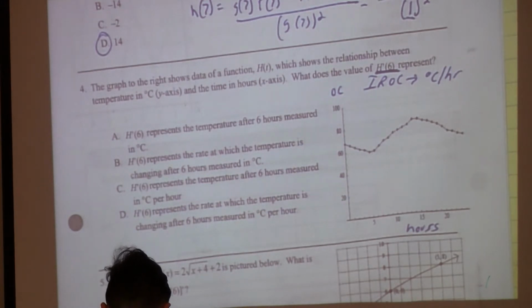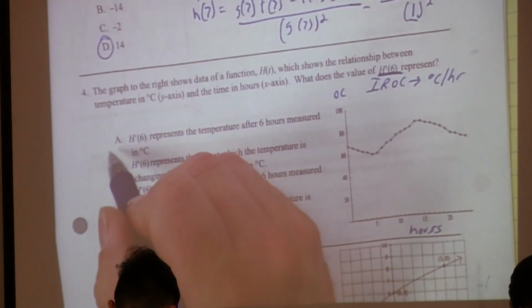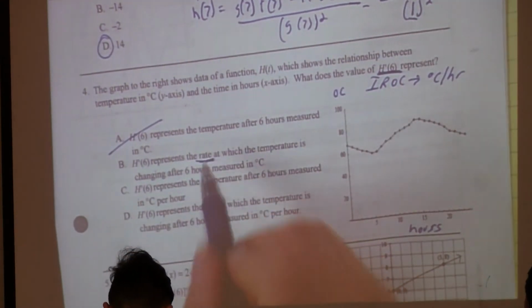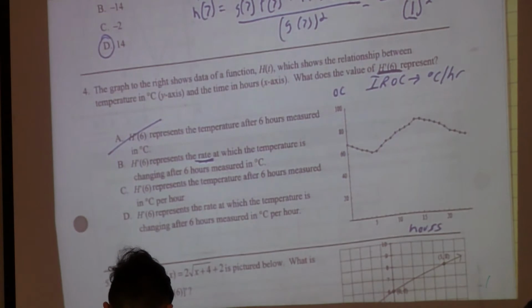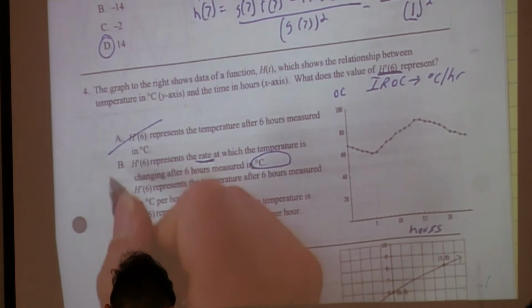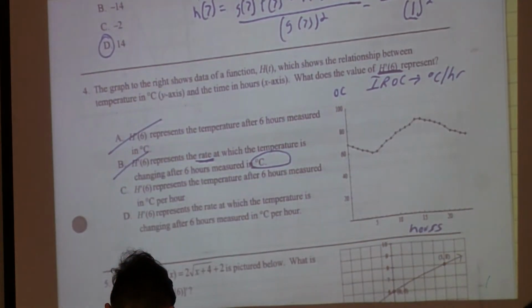So looking at these choices, let's see which one's correct. H prime of 6 represents the temperature after 6 hours measured in degrees Celsius. No, it's not going to give me temperature. H prime represents the rate, okay, so we're on the right track, at which temperature is changing after 6 hours measured in degrees Celsius. No. What messes that one up? The per hour. The units, right? Dang it. Everything else was good.